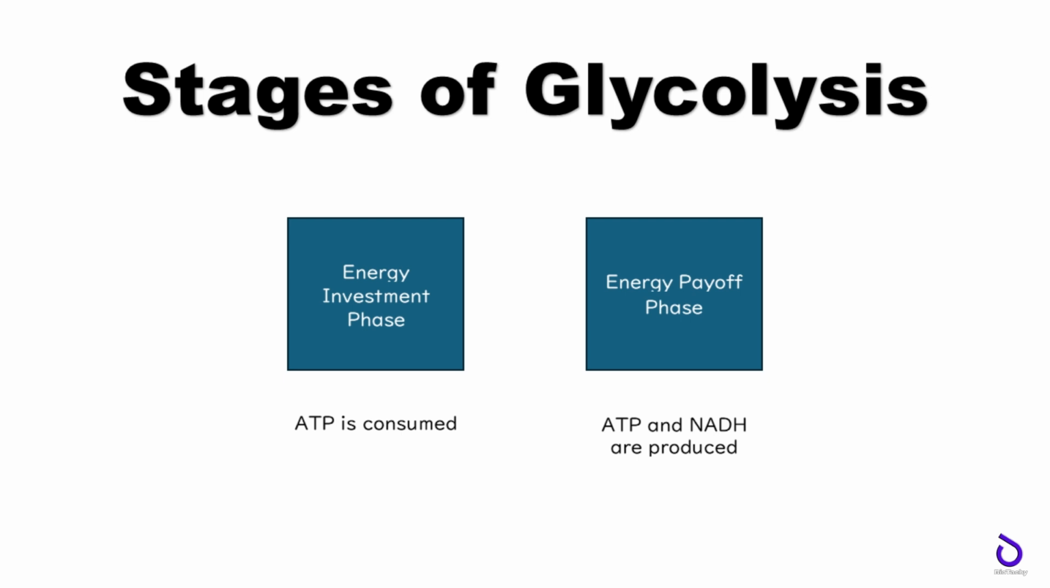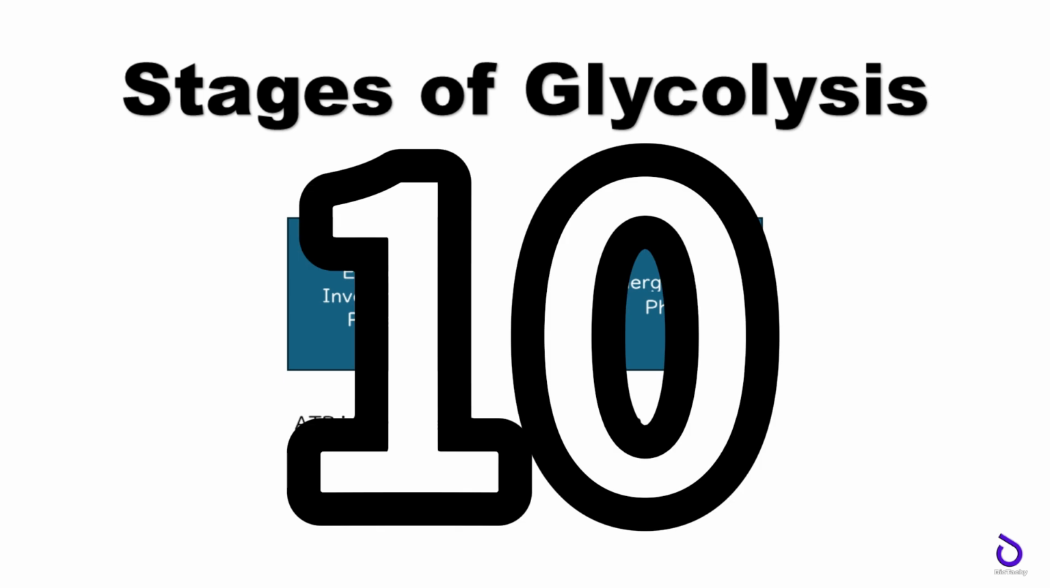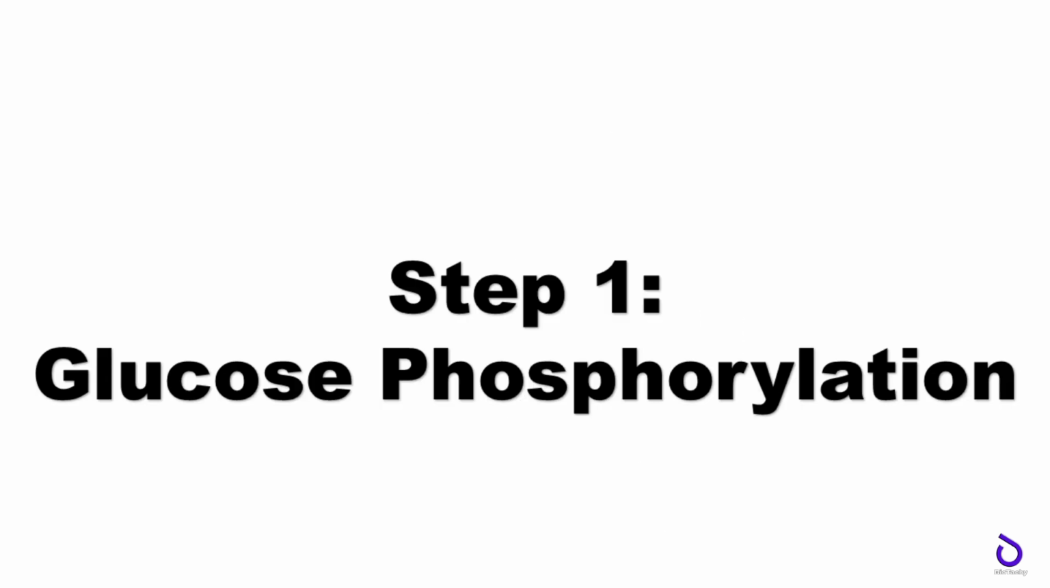Phase 1, known as energy investment phase, where ATP is consumed to prepare glucose for breakdown. Phase 2, known as energy payoff phase, where ATP and NADH are produced. Glycolysis consists of 10 enzyme catalyzed steps. Phase 1, energy investment phase.